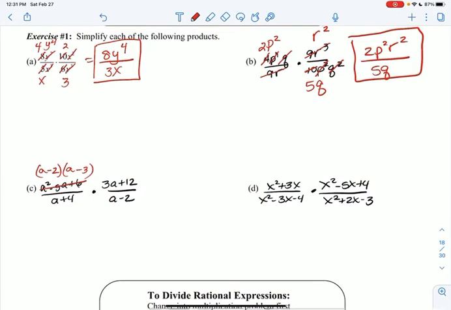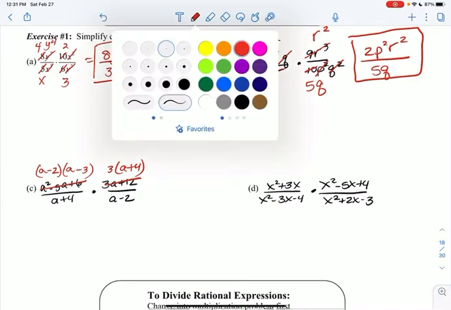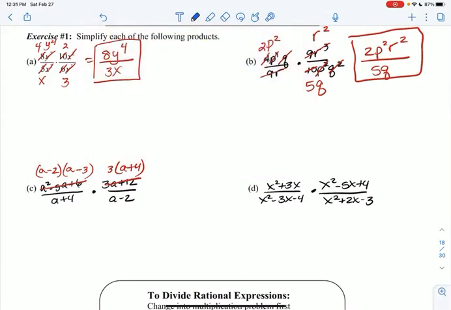On the top right, I can factor out a GCF. I'm going to pull out a 3, and I'm left with x plus 4. And both of the denominators cannot be factored. They're just binomial expressions. All right, I'm going to grab a different color so I can cancel out in another color. So look on the bottom, I have a plus 4. On the top, I have a plus 4. They cancel. On the bottom, I have a minus 2. That cancels with the a minus 2 on top.